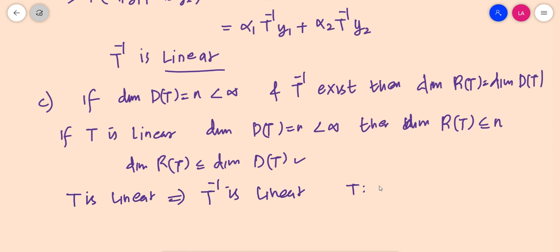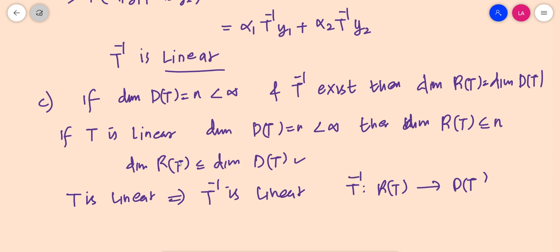And T inverse is from R of T to D of T. And this result is true for every finite dimensional space. Since from the first part, dimension of R of T is less than or equal to dimension of D of T, we can clearly understand that dimension of R of T is actually finite. Since dimension of D of T is n, dimension of R of T should be finite dimensional. So T inverse is from R of T to D of T.